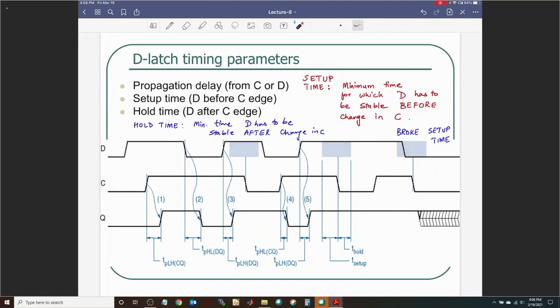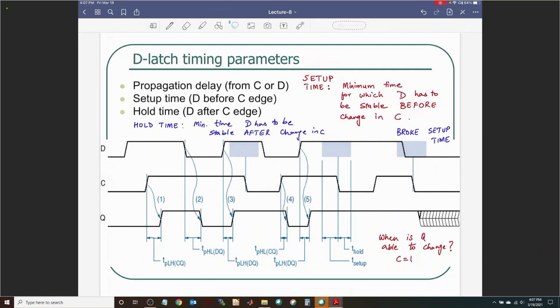Now I want you guys to tell me one thing here. Observe when the output Q is changing. Can you guys tell me when is Q able to change? When C is 1 and D changes. This is quite critical, right? When C is 1, and D changes is fine, right? That's the only way to change Q.